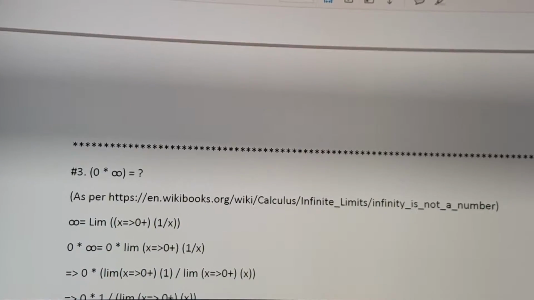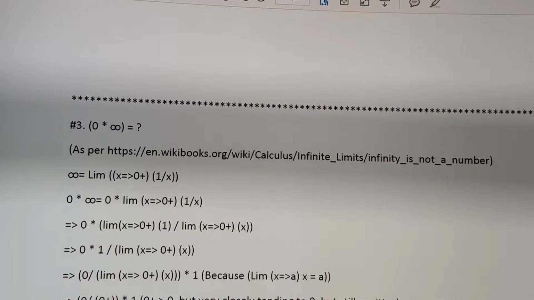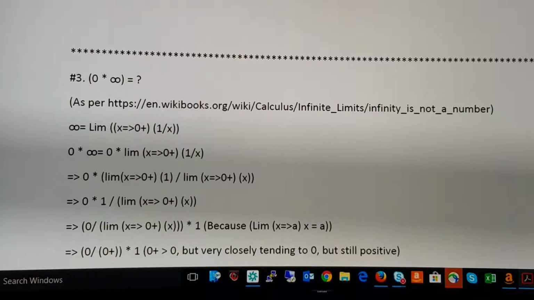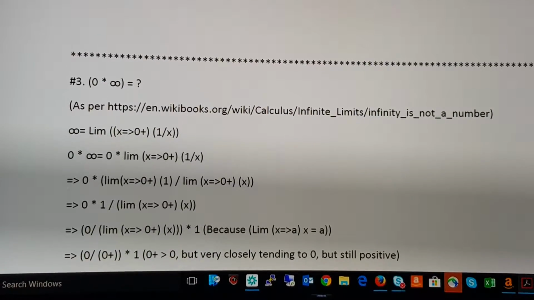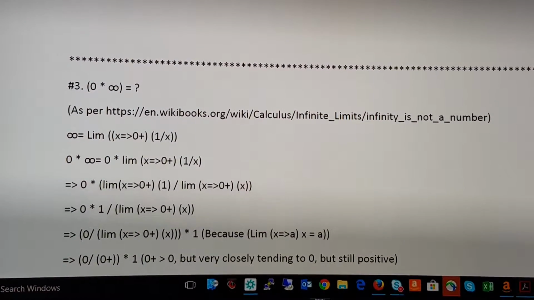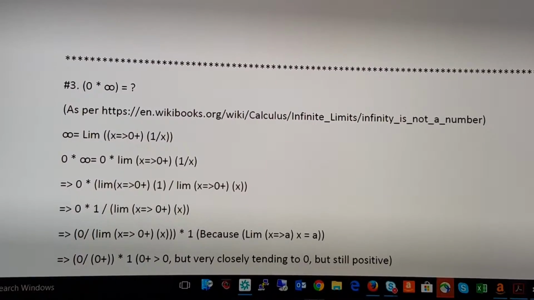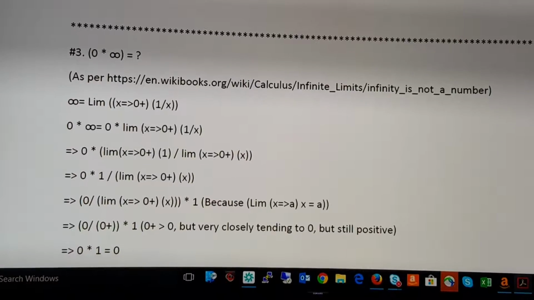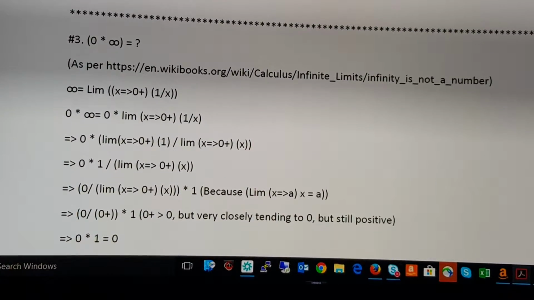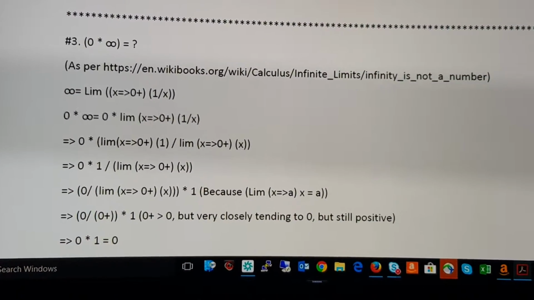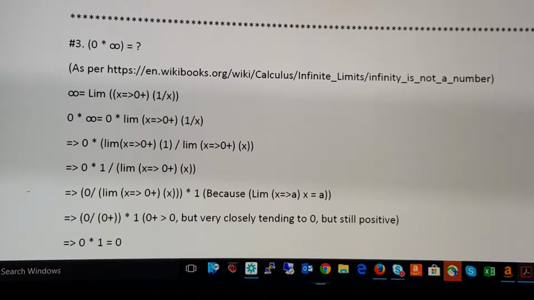So let us get to the next indeterminate form. This is 0 multiplied by infinity. If you are looking at the definition of infinity as per calculus, we will find out that infinity is not a number, but it is generally written as the limit of 1 by x, where x tends to 0 plus, and 0 plus is greater than 0, but very closely tending to 0, but still positive. So using this definition of infinity, let us evaluate this expression.